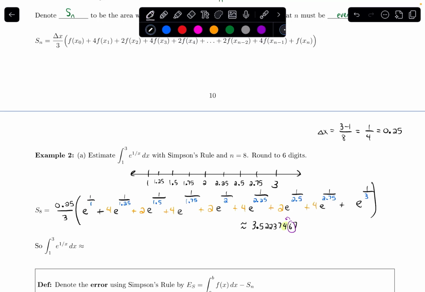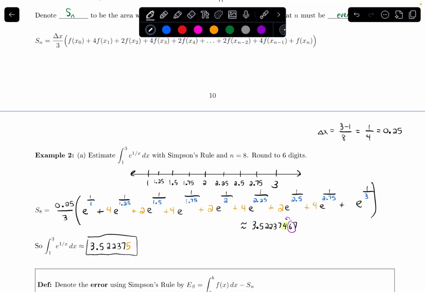So that'll give me, my integral is approximately 3.522375, rounding up that 4 to a 5. Okay, and I have my approximation. That's the answer to part A.